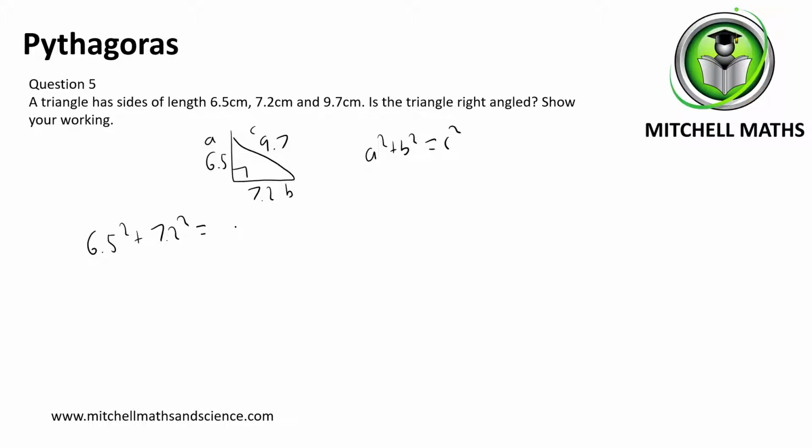So 6.5 squared plus 7.2 squared gives us 94.09. And then we square root, to find C, we need to square root 94.09. And that gives us 9.7. And because this triangle follows Pythagoras' theorem, that means that it is a right angled triangle, because if you try that with a triangle that is not right angled, it won't work. So that proves, yes, it is right angled.